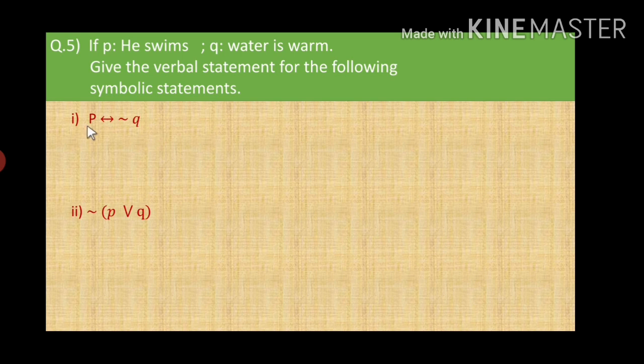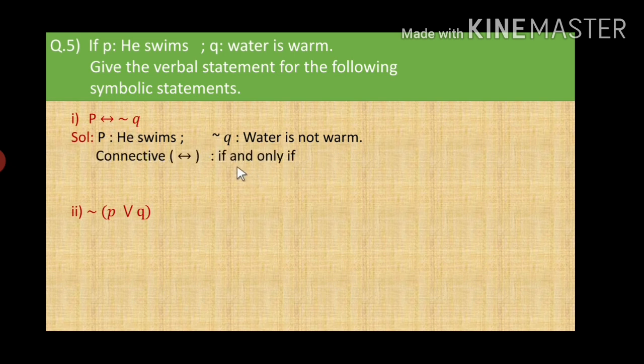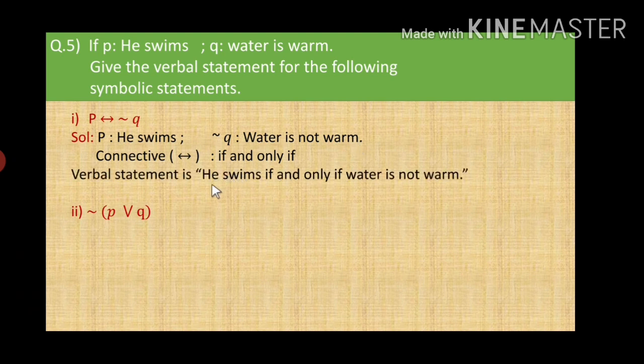Now one by one we'll solve this. See, P is he swims. The next one is negation Q. Now Q is water is warm. So negation Q will be water is not warm. Then what is the connective used? If and only if. So what will be the verbal form? He swims if and only if water is not warm. Have you understood? The next one.